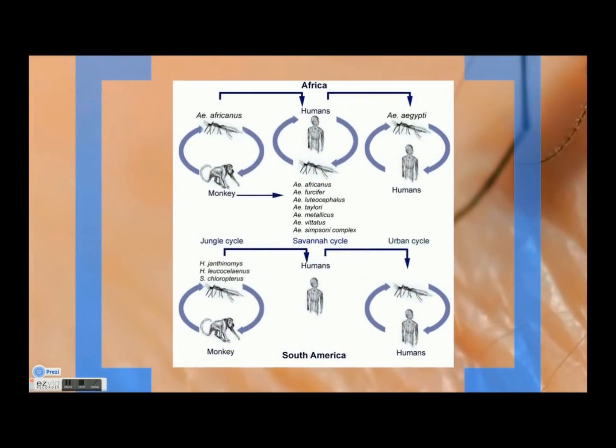The yellow fever virus originated in Africa in monkeys and was transmitted to humans by Aedes africanus. Human-to-human transmission is facilitated by Aedes aegypti.